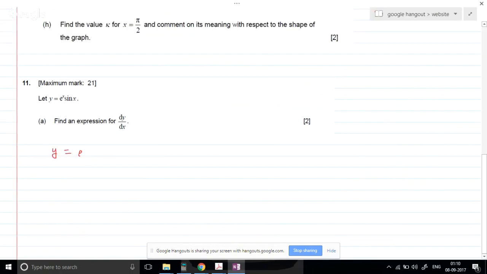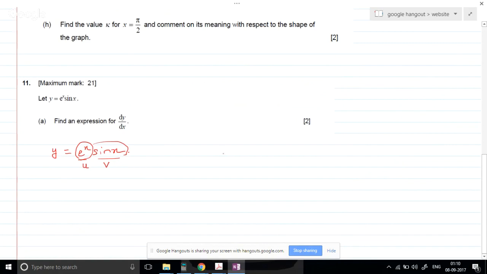So y is equal to e to the power x sin x. Find dy by dx. So dy by dx means it is differentiation of this term. So there are two terms, two x terms. One is this x term and then one is another x term. So let us call it u into v.